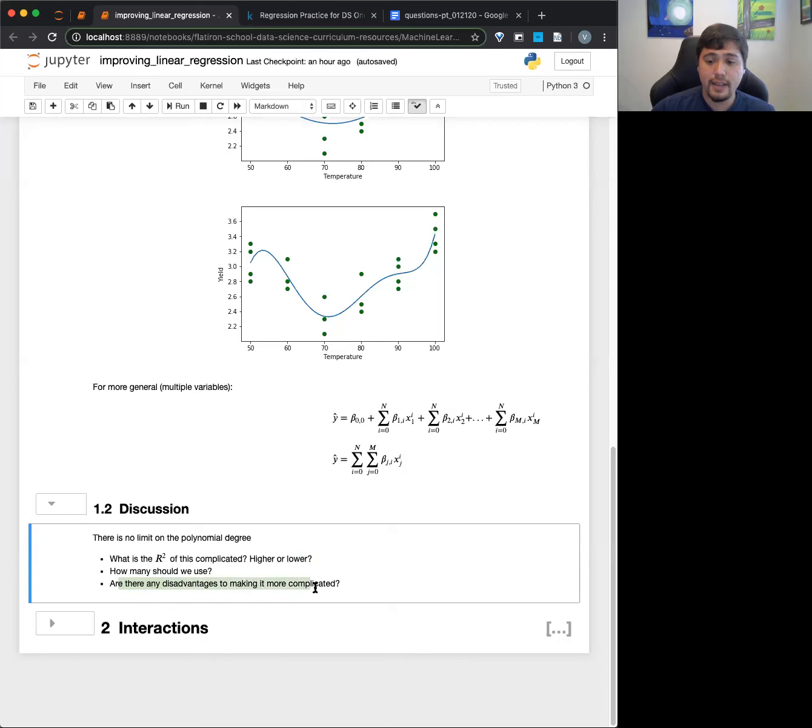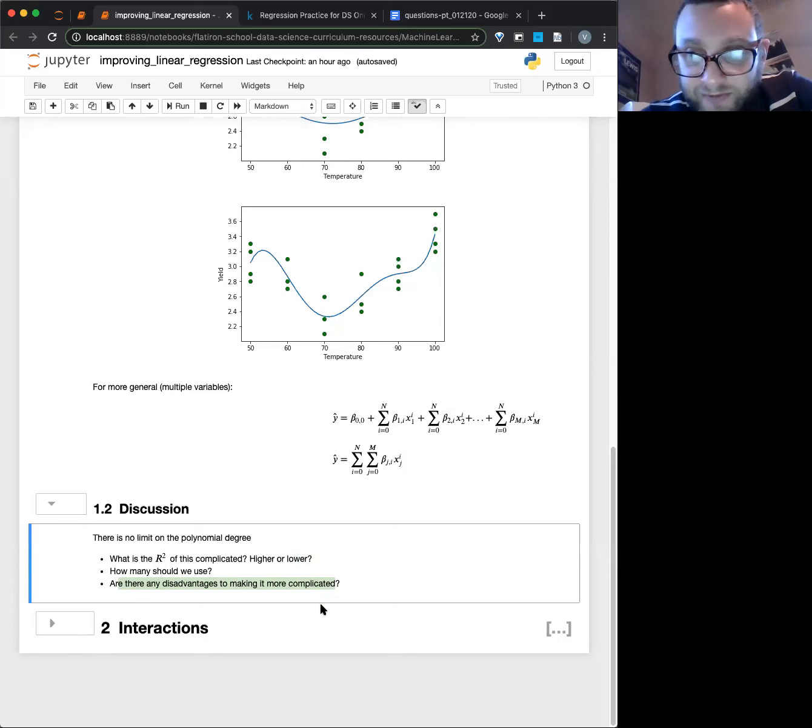Let's hear any disadvantages. It makes it more complicated, right? If we can build a simpler model that does at least nearly as well as a more complicated model, we want the simpler model. Why is that? Why would we want a more simple model than a complicated model if it does about the same? So it passes the testing.